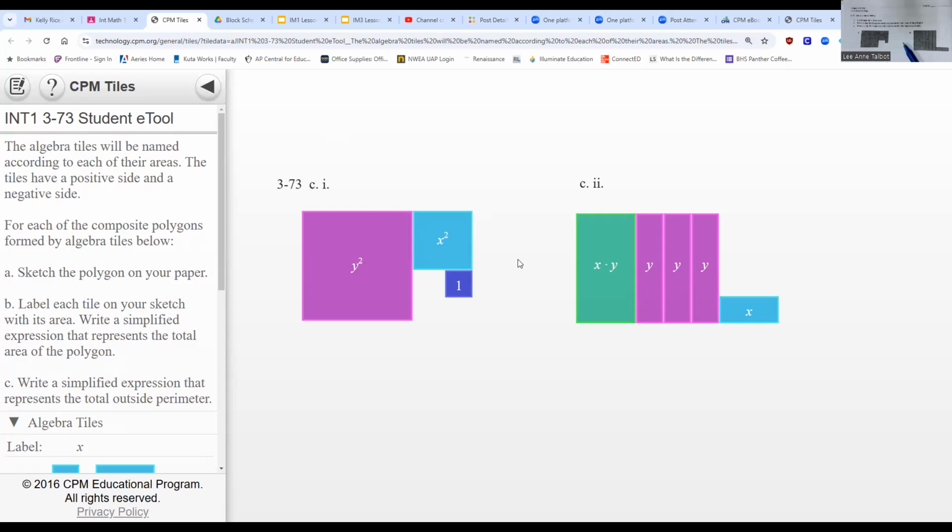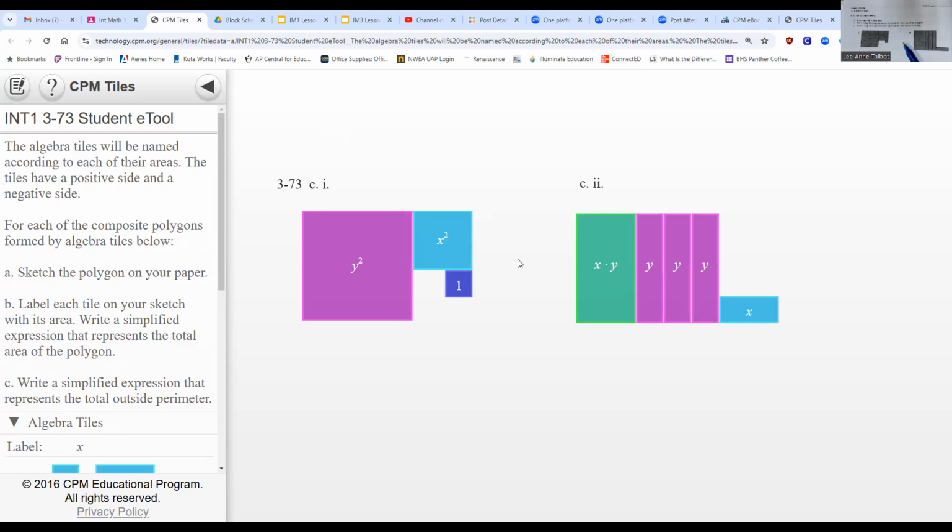Okay, now you need these. Small, medium-sized square. A small square is a 1. Medium-sized square is x squared. That's because its area is x times x, which is x squared. Big square is y squared because its area is y times y, which is y squared.